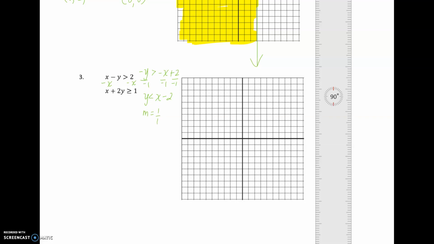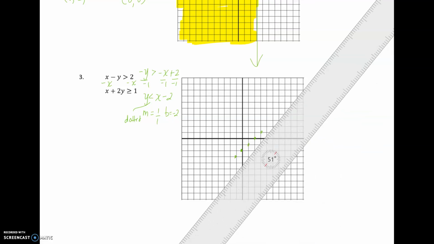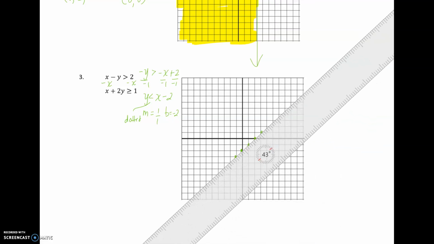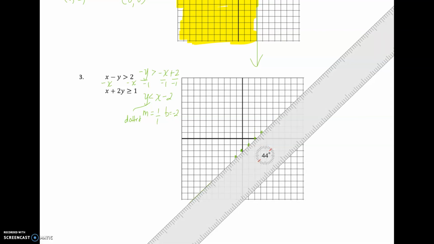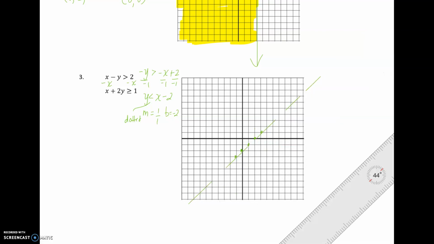And when I switch that inequality, it becomes less than. So my slope is 1 over 1. My intercept is -2, and it's going to be dotted. All right, so let's go down to -2. And then from there, I'm going up 1 over 1, up 1 over 1, down 1, left 1, and this is a dotted line. Less than means that my points are getting smaller, below the line. I'm going to color all this in.